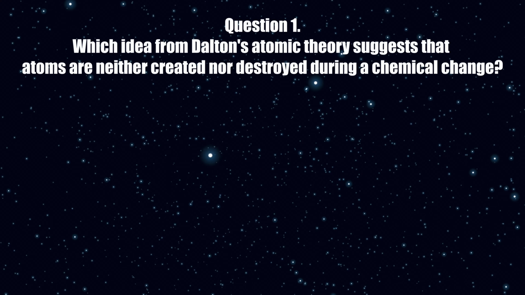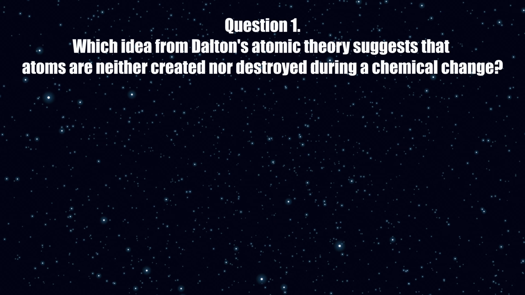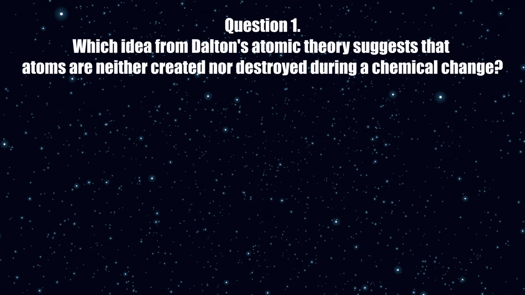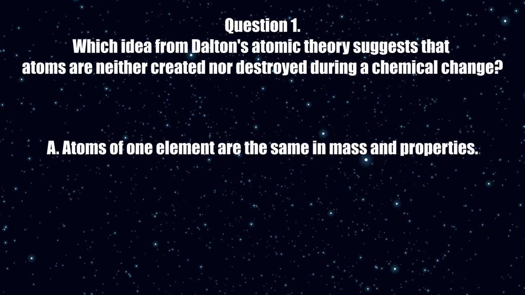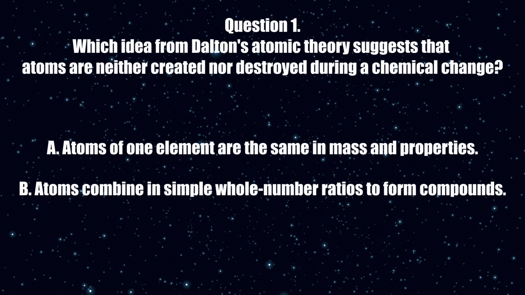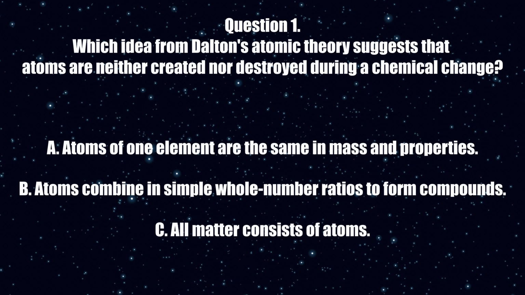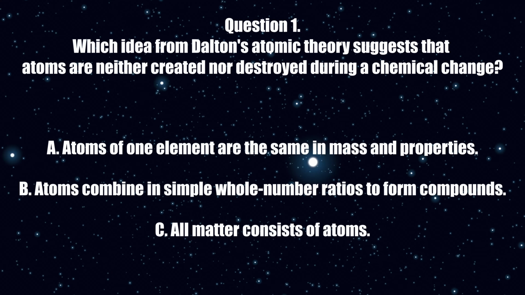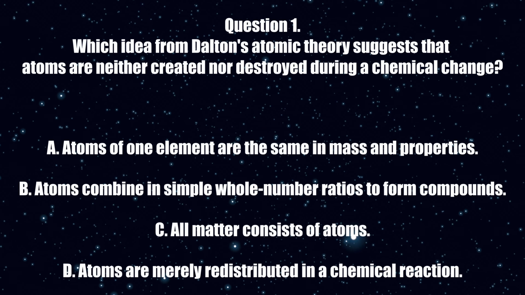Question 1. Which idea from Dalton's atomic theory suggests that atoms are neither created nor destroyed during a chemical change? A. Atoms of one element are the same in mass and properties. B. Atoms combine in simple whole number ratios to form compounds. C. All matter consists of atoms. D. Atoms are merely redistributed in a chemical reaction.